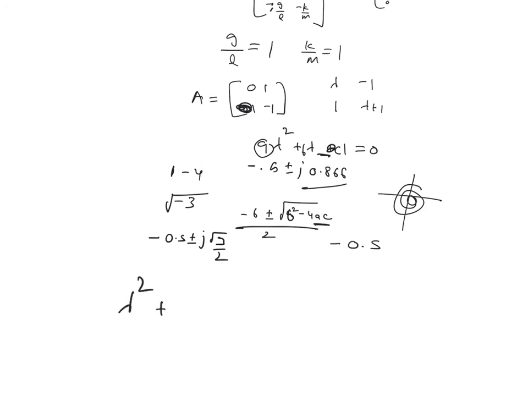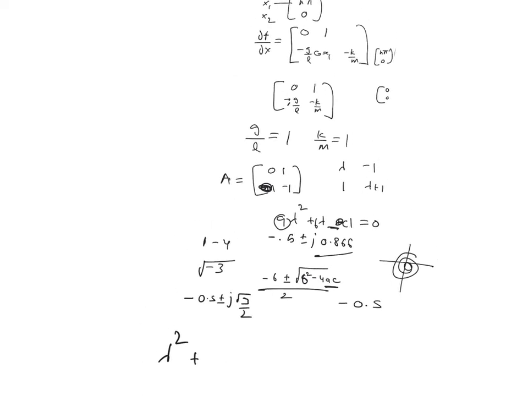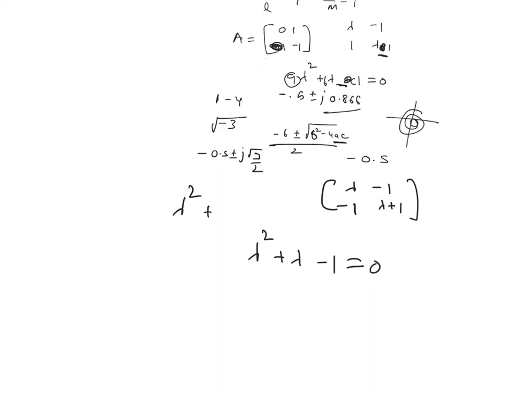Wait, let me do it again. So it is lambda minus 1 in the first row, and the second row becomes minus 1, lambda plus 1, so it becomes lambda square plus lambda minus 1 equals 0. So you can find the roots for this, and they come out to be negative 1.618 and 0.618. So what do you think it is? It's a saddle node, so it comes from one side and then leaves. Okay? Got it?